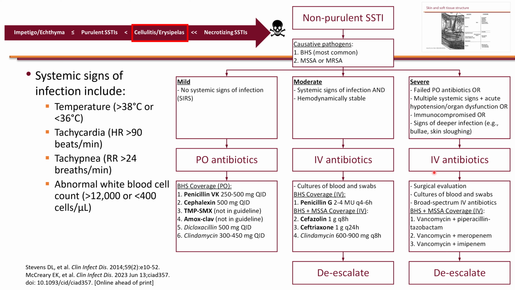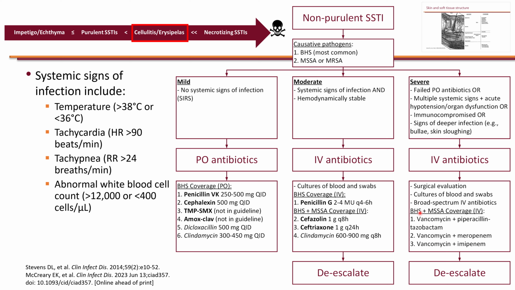And then for severe, this is where you want to really act quickly and mobilize multiple teams. Surgical evaluation is really important to make sure that it's not getting to the necrotic point. And at this point, broad spectrum antibiotics are actually recommended. I know that we're trying to cover beta-hemolytic strep and MSSA, but we're actually going to cover gram negatives because this is getting serious. So we don't want people to die.